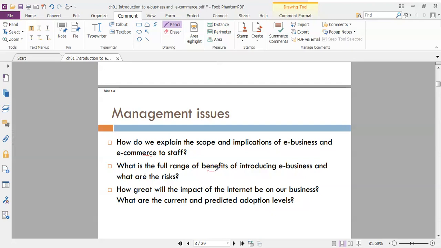What is the full range of benefits of introducing e-business and what are the risks? There are some benefits of e-commerce and e-business, but at the same time, they also have risks. How great will the impact of the internet be on our business? What are the current and predicted adoption levels? By having e-commerce or e-business, is there any benefit to your business, such as increased sales or not? That is some of the management issues that we will discuss.